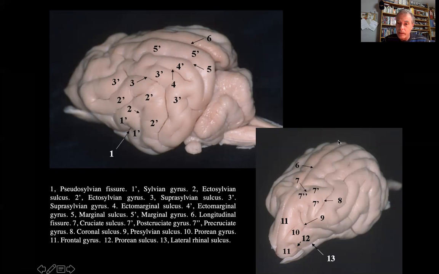In a frontal view, what do we have? We have the longitudinal fissure here, and the cruciate sulcus. The gyrus that is rostral to the cruciate sulcus is the precruciate gyrus, and the one that is caudally located is the postcruciate gyrus, that extends rostrally on top of the coronal sulcus. Here is an important sulcus that is the presylvian sulcus, right? That marks this area that is the prefrontal cortex, that includes the frontal gyrus and the proreal gyrus here. The proreal gyrus is partially separated from the frontal gyrus by the proreal sulcus, and on the lateral aspect, separating the prefrontal cortex from the paleocortex, we have the lateral rhinal sulcus.